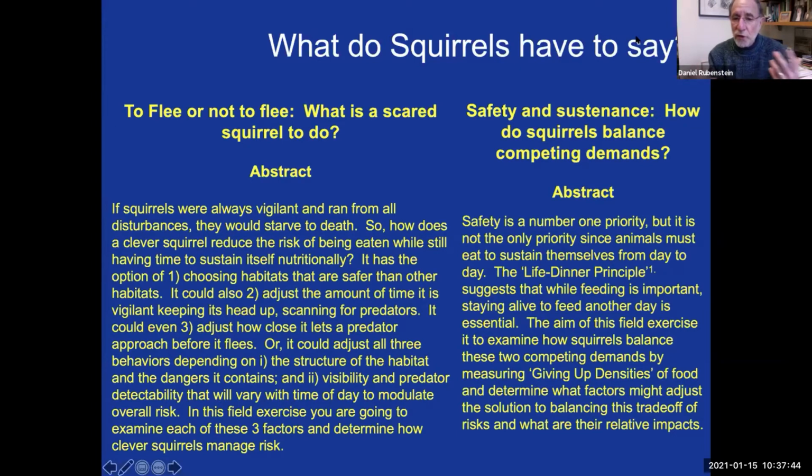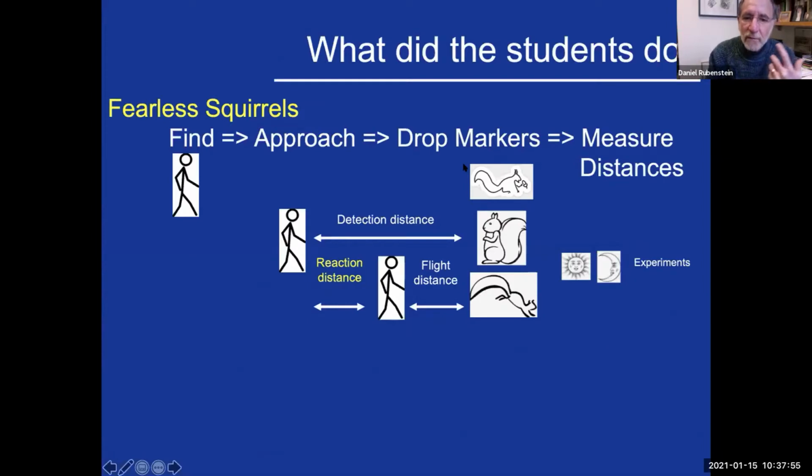So these were the two big labs. And the common theme to all of them is, I don't provide much more information than this. They have to take ownership of it. And what the field of squirrels is really, is a simple design that I give them, and then they have to design the experiments. Find some squirrels, approach them, drop a marker when they change their behavior. So like when they detect you, drop a marker, and then keep walking until it starts to run away and drop a marker.